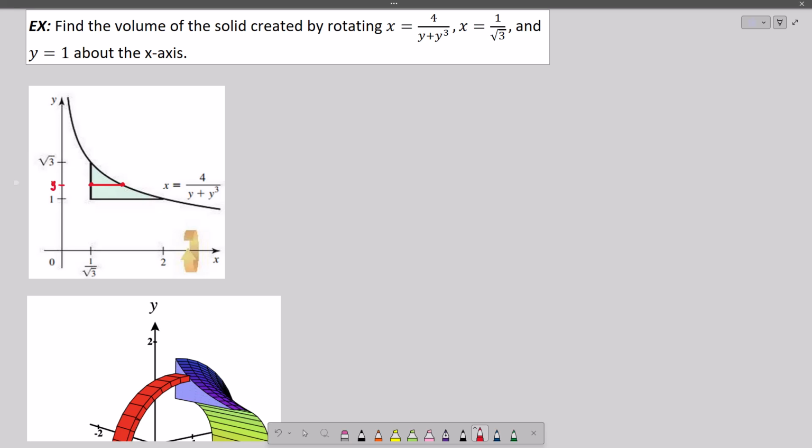All right, so see if you can set it up and integrate it. Find the volume of that thing. Whatever that thing may be.